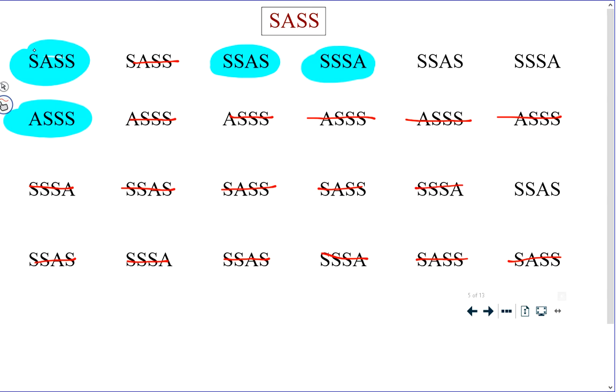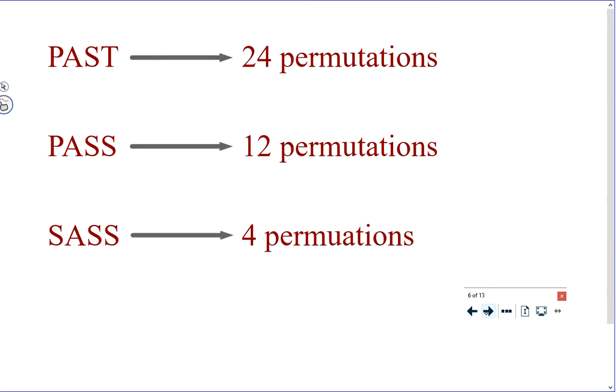Everything else here, these are all just duplicates of those 4. So the answer to the question is there are 4 unique arrangements of all of the letters of the word SAS. This is what we've discovered.